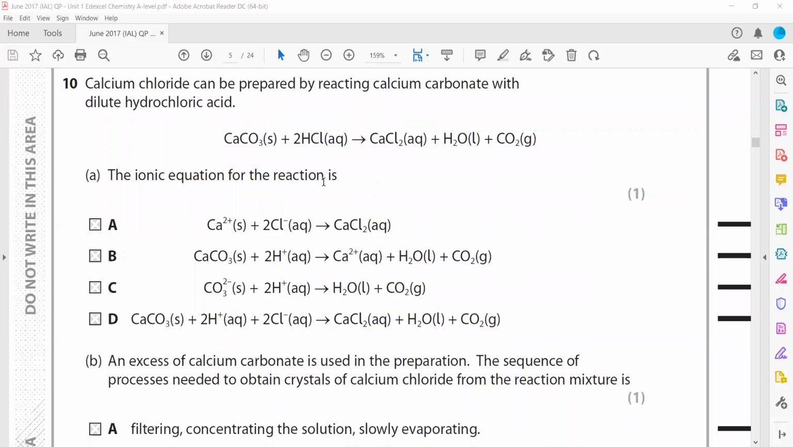And then calcium chloride can be prepared by the reaction of calcium carbonate with hydrochloric acid. For the ionic equation, we cancel out the common ion in aqueous solution, so chloride ion will cancel out. So calcium carbonate plus 2 hydrogen ions in aqueous gives water and carbon dioxide, and calcium ion should also be there. So it is matching with B.